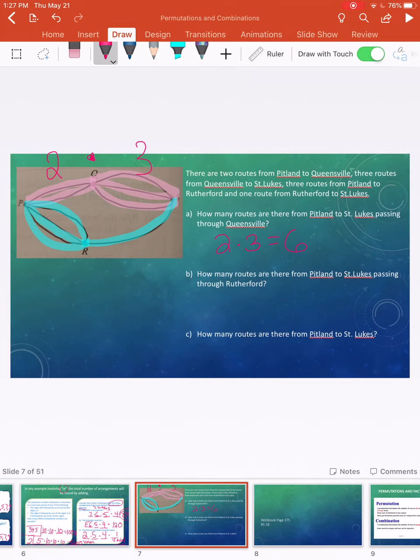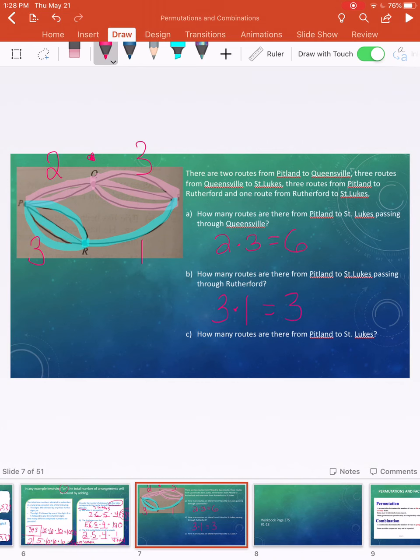How many routes are there from Pitland to St. Luke's passing through Rutherford? So I'm going to go from Pitland to Rutherford, which gives me 3 routes. And then I'm going to go from Rutherford to St. Luke's, which gives me 1. So because I'm going from Pitland to Rutherford, and then from Rutherford to St. Luke's, I'm multiplying because I used the word and in that statement.